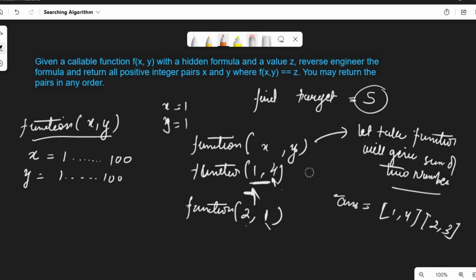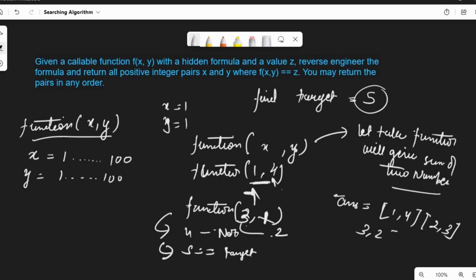Let's see, increment the x, that becomes 3 and this y becomes 1 again. Okay, now this will give 4, not equal to target. Now I increment the y, then 2, then this will give 5, which is equal to target. This means we got another pair, like 3, 2.